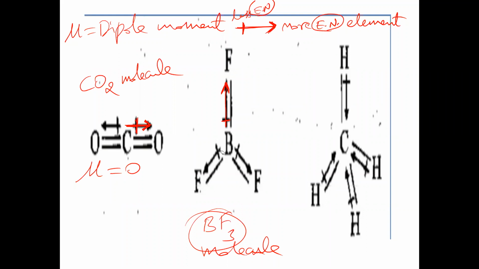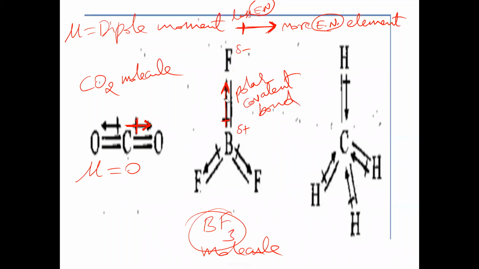So here boron is the central atom, and how many covalent bonds are there? 3 covalent bonds. Is each covalent bond a polar covalent bond or a non-polar covalent bond? Polar covalent bond. Why is it polar covalent? Because there is a negative pole on fluorine and a positive pole on boron. Boron has delta plus, fluorine has delta minus. That's why it has positive and negative poles, so this is a polar covalent bond.